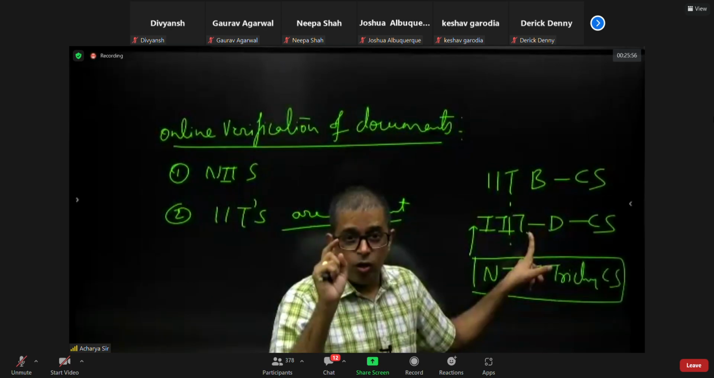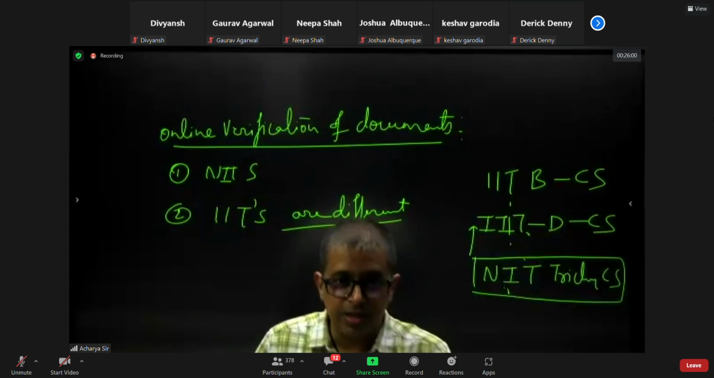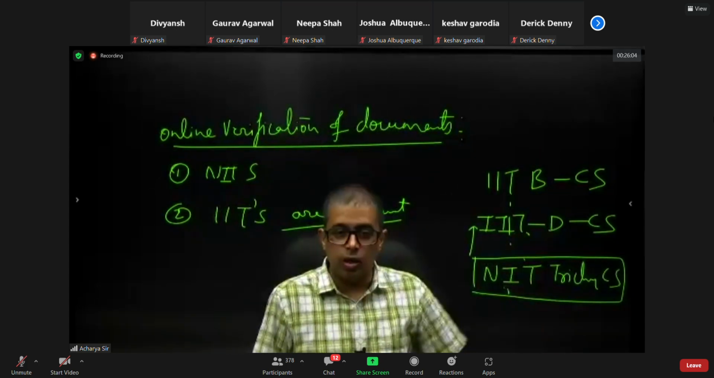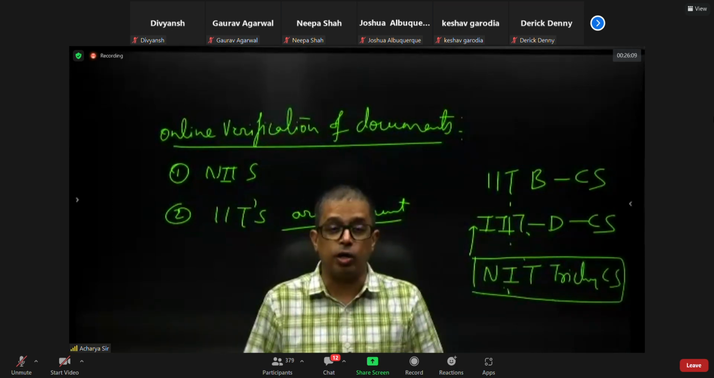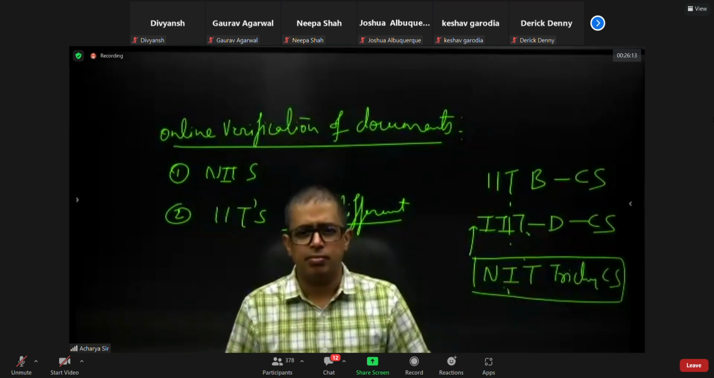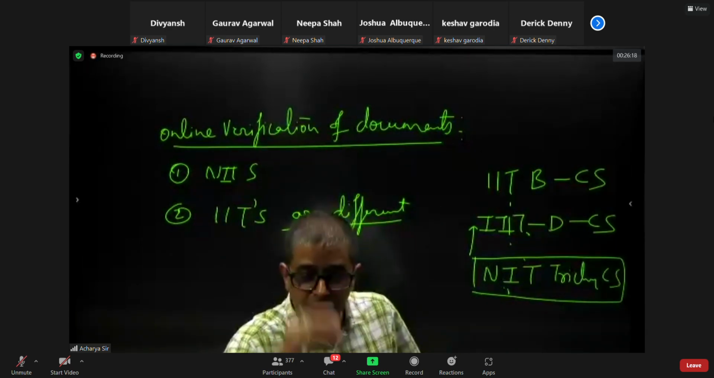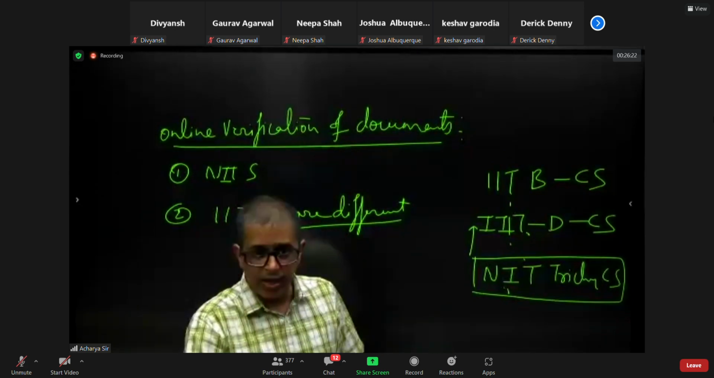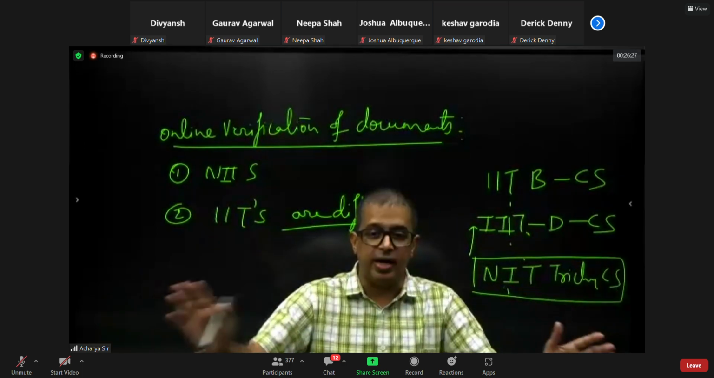By the IIT. So, whenever you are shifting from NIT or IIT to the other, in the consequent rounds, both the institutions will independently verify the documents. You are supposed to upload the documents again. Don't tell me I have done this once, I have done this twice. They are not interested to hear that. They are keen on it. They are very particular that each of the institutions does their verification independently.